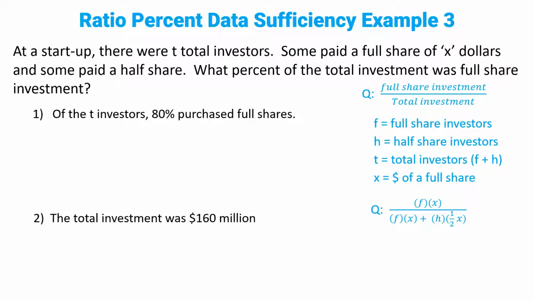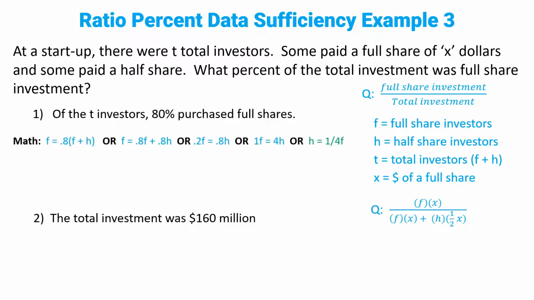Okay, so what we're going to do is take each of the statements, get them out of English and into math, and substitute them into this ratio. If we get all of the variables to cancel off, that statement is sufficient. Okay, so let's take number 1. Of the T investors, 80% purchased full shares.